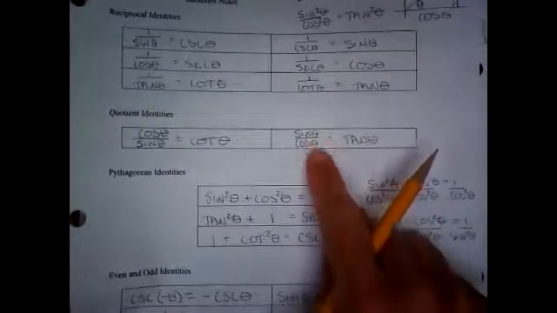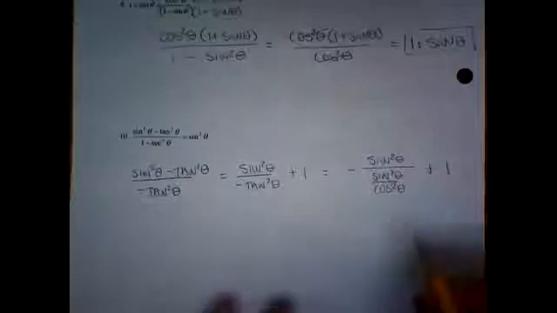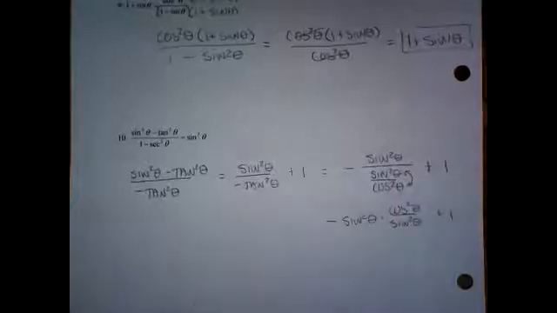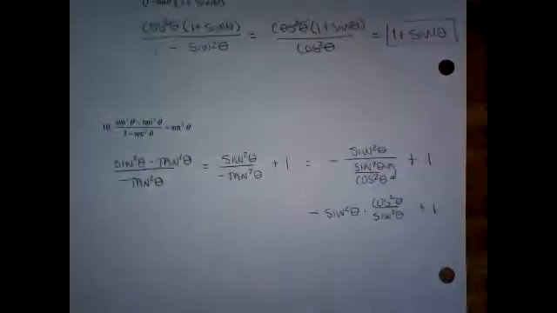Now, when in doubt, you want to change everything to sines and cosines. So I'm going to replace this tangent squared with sine squared over cosine squared. So again, tangent is sine over cosine. It's the same thing if you square it. It would be sine squared over cosine squared. Oh, and then +1. So whenever you divide by a fraction, you're multiplying by the reciprocal. So we're just going to flip this over. So dividing by a fraction, you multiply by the reciprocal.